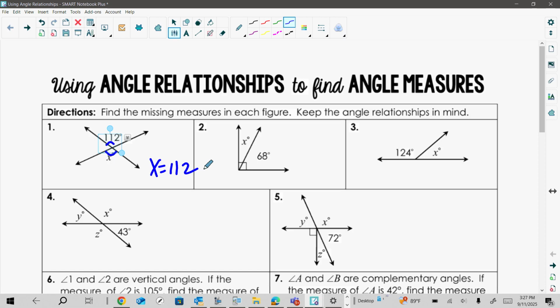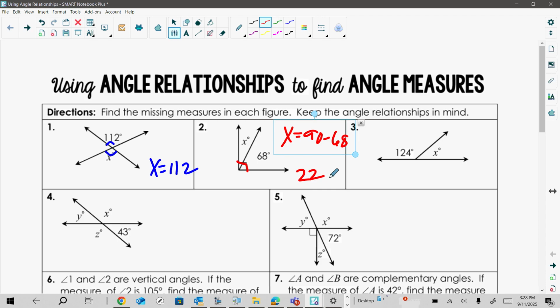On 2, you have adjacent angles and they're also complementary, because if you look, there's a box right here. So that's indicating 90. So to get that x, you just have to do 90 minus 68. So you get 22. Okay.